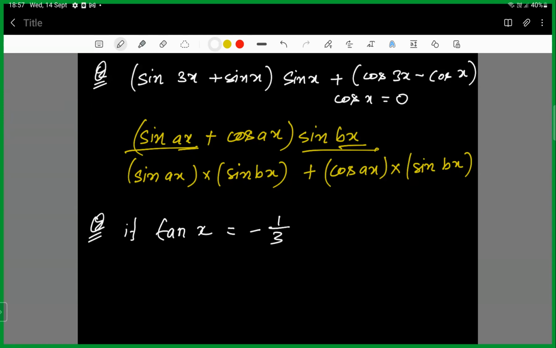will. Second quadrant. Okay. y is negative. But you said second quadrant. In second quadrant, y is positive, right? x is negative, isn't it? So I'm asking in which quadrant x will lie.